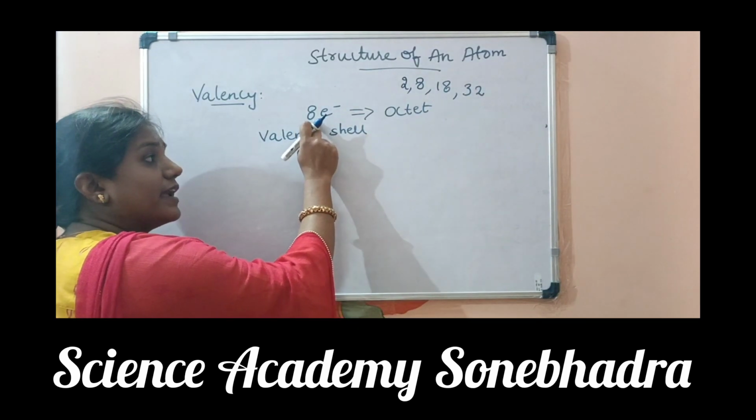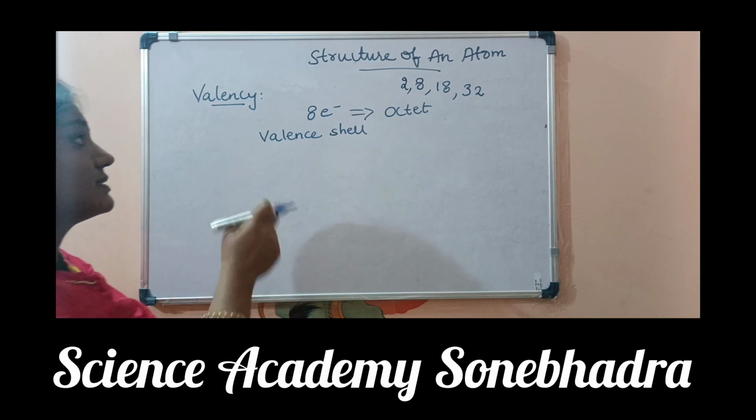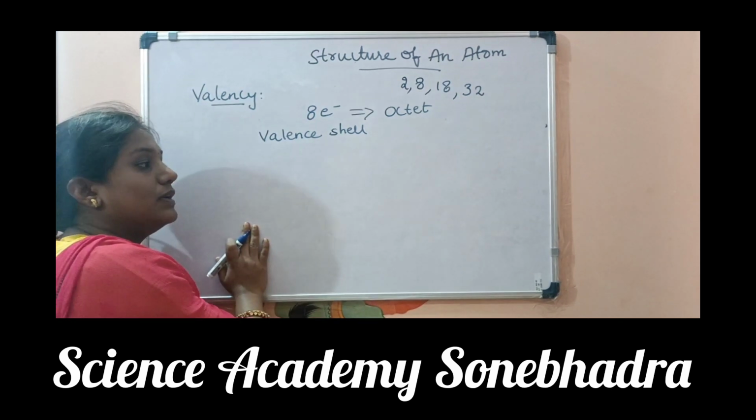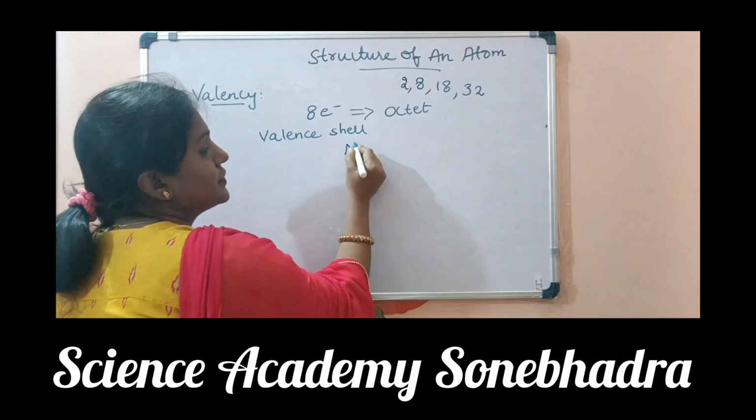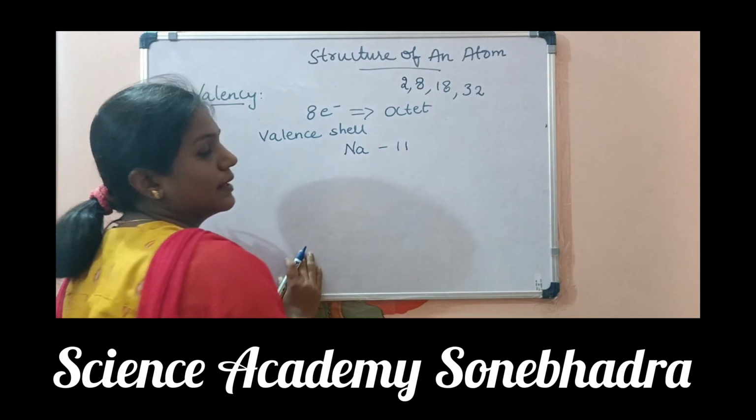If they don't have 8 electrons, they try to get 8 electrons either by losing or by gaining electrons. So the number of electrons which take part in the stability, either by gaining or by losing, that is the combining capacity of an element, is said to be its valency. How? Let us see. Let us take an example of sodium, whose atomic number is 11.